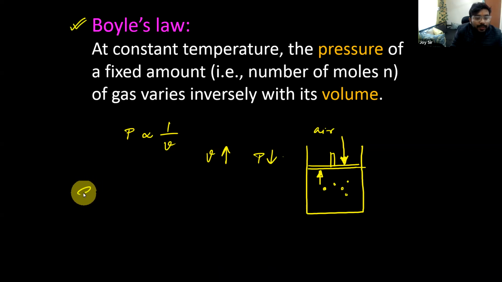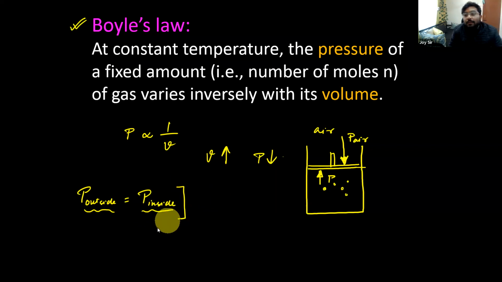So when the pressure outside becomes equal to the pressure inside, okay? This is the pressure of the air outside. This is the pressure of the gas inside. So when the pressure outside and inside is the same, then what happens? This piston stops its movement.